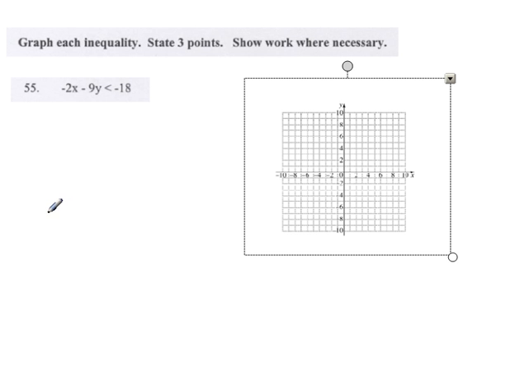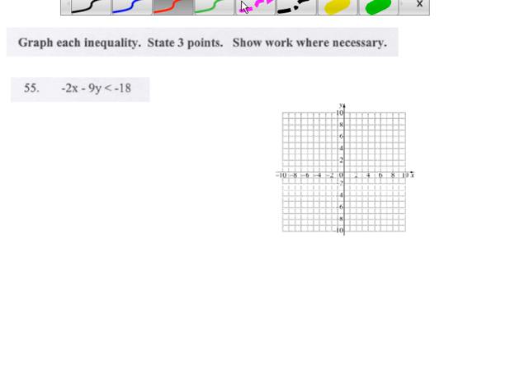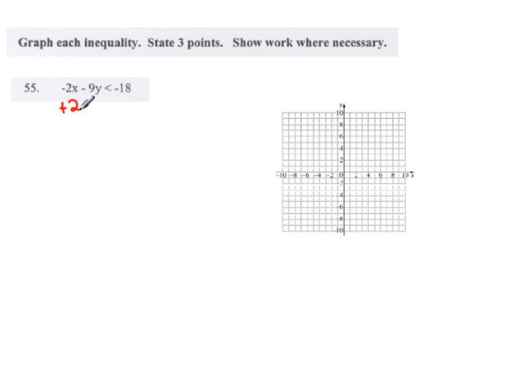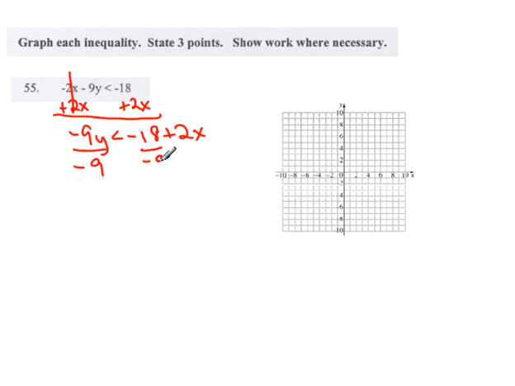Alright, the last two problems on the exam review are inequalities. So when we're graphing inequalities, we still start off by finding the 3 points and solving for y. Just remember, when you divide by a negative, you flip the inequality. So I'm going to add 2x this time because the x started out negative. So to get rid of it, I'm going to add it. Divide by -9. Recall, I'm dividing by a negative, so I'm going to flip the direction of that inequality from less than to greater than. -18 divided by -9 is +2.